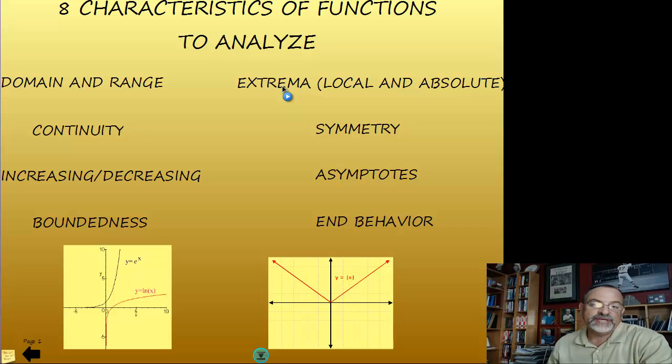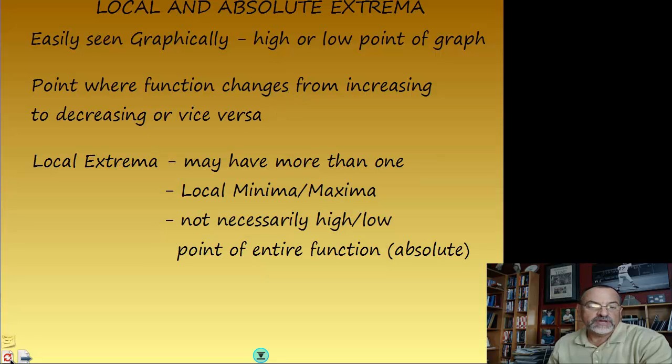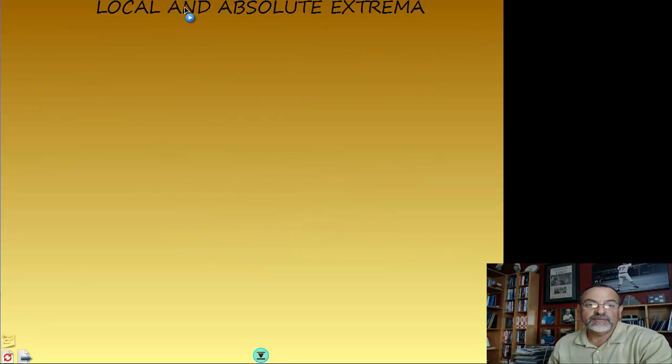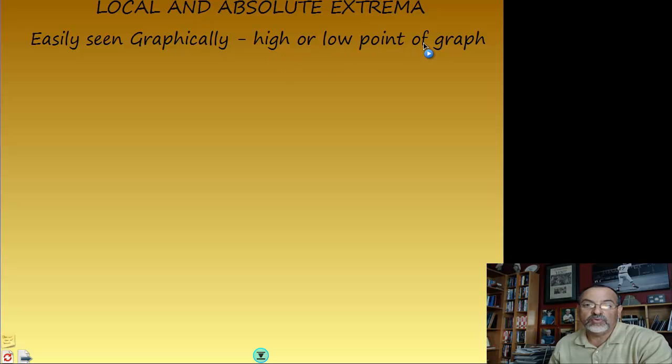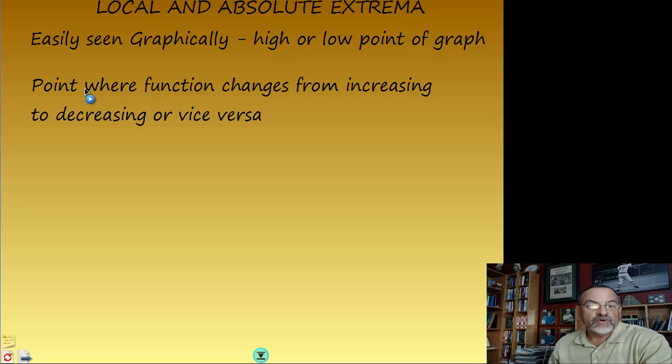It talks about being the extremes of the graphs, and we have what we call local and absolute. When we're talking about extrema, we're actually talking about the high points or low points of the graph, a maximum or a minimum. So it's the point where the function will change from increasing to decreasing. We looked at those before. The y values are going up, and then at some point they turn around and go back down. That point at which they turn around is called the extrema.